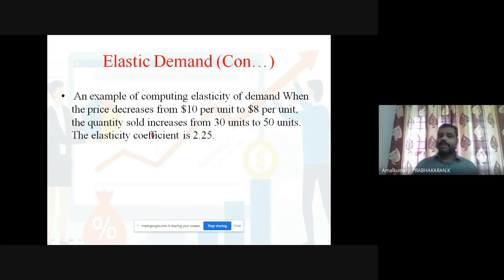This is an example of computing the elasticity of demand. When the price decreased from $10 per unit to $8 per unit, the quantity sold increased from 30 units to 50 units. A small change in price is there, but a large increase in quantity demanded. This leads to an elasticity coefficient of 2.25.